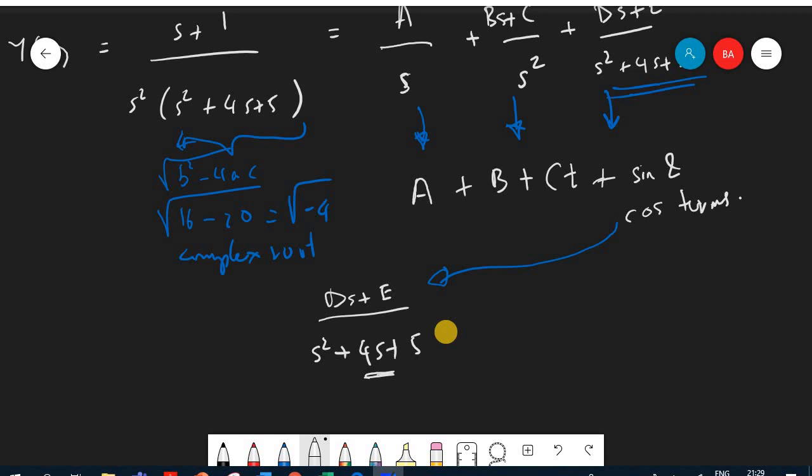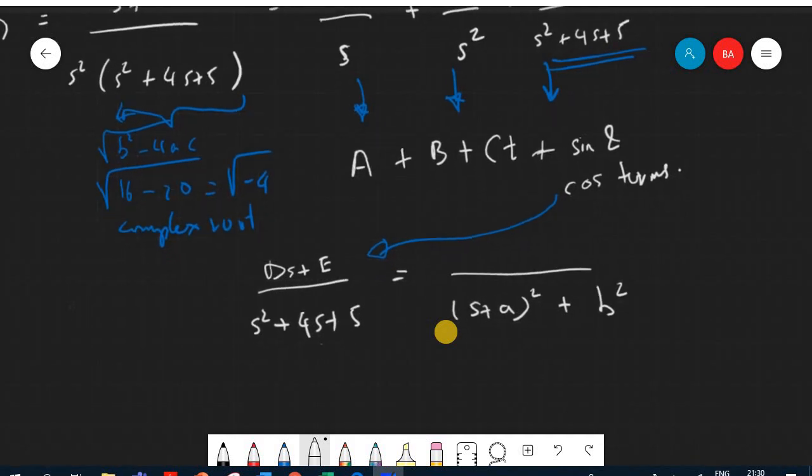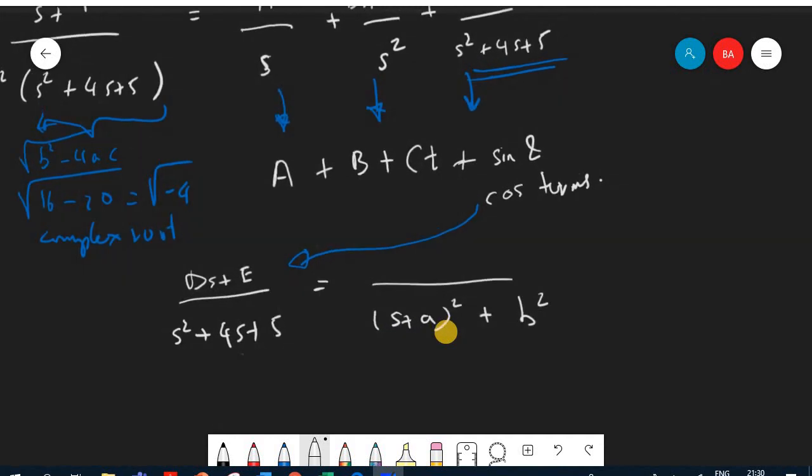Okay, so what you should do to work with this, we said that it should be in the shape of (s plus a) the whole thing squared plus b squared. Okay, beautiful. How to do this? This is what I will try to do here. So in a moment, look at it. Look what I will try to do here.